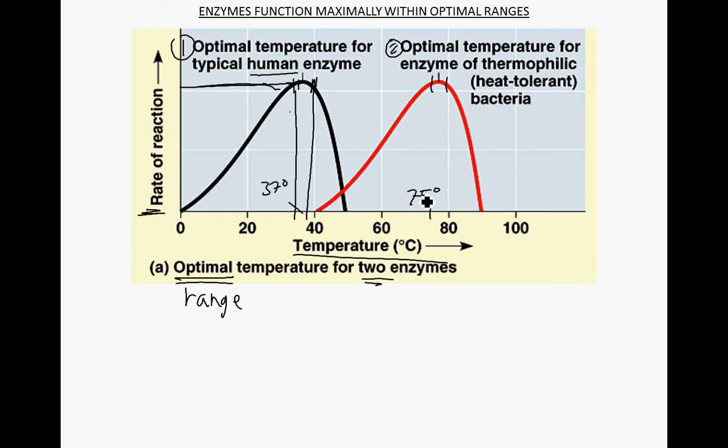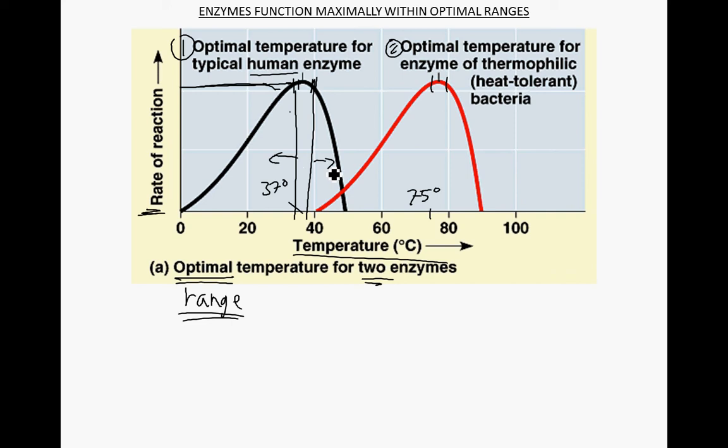So two different enzymes, two different organisms, evolving in different environmental conditions to have enzymes that are working maximally at this optimal, again, not just one specific thing, but an optimal range. So the question is, once you go beyond the optimal range, so if you go lower than the optimal range or above the optimal range, what happens?